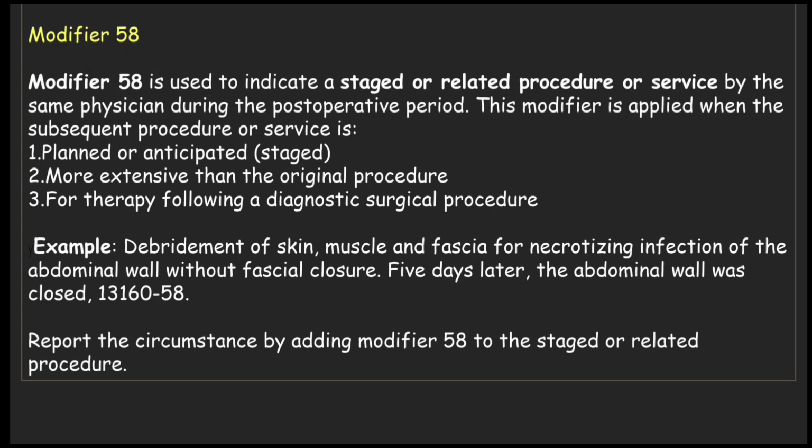Let us look at the example. Debridement of skin, muscle and fascia for necrotizing infection of the abdominal wall without fascial closure. Five days later, the abdominal wall was closed. So here we will report the circumstance by adding modifier 58 to the staged or related procedure. We are coding for closure, that is 13160, along with modifier 58 to indicate a staged or related procedure or service by the same physician during the post-operative period. The keywords are return to the operating room.